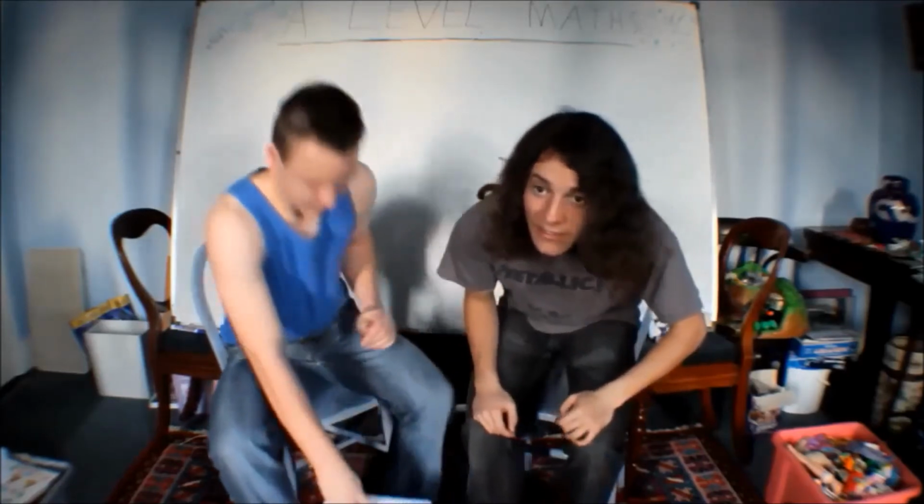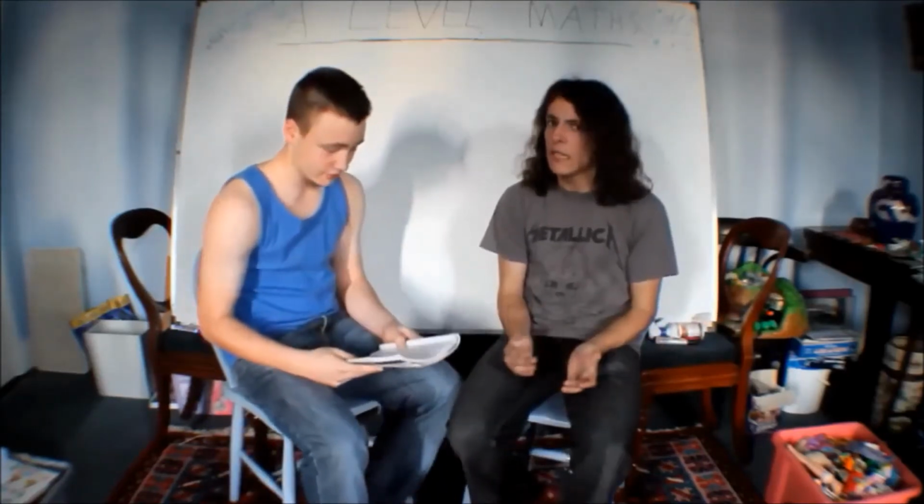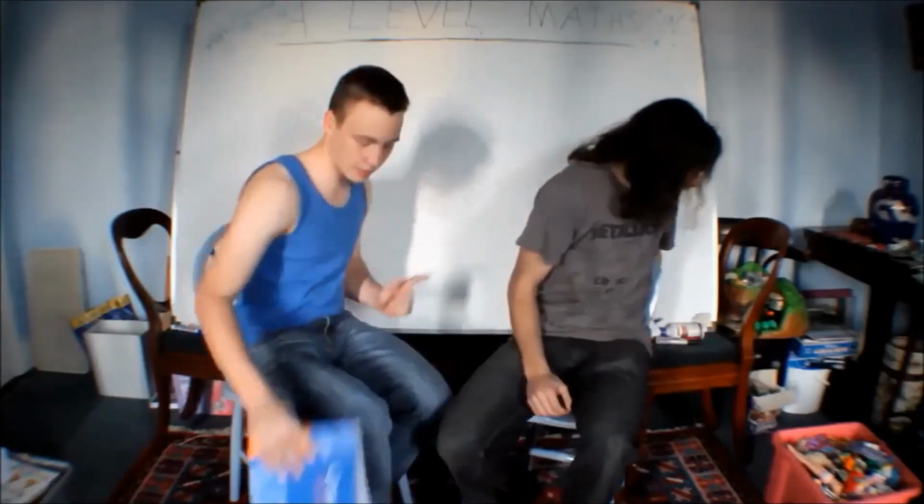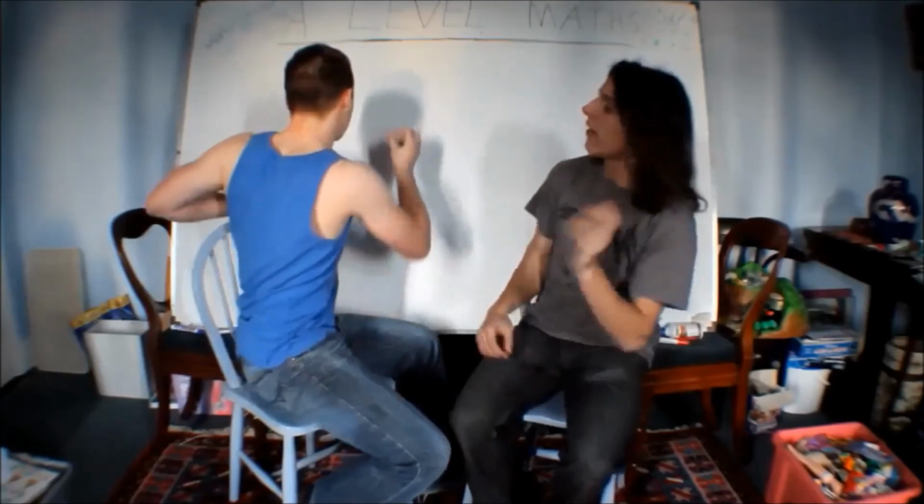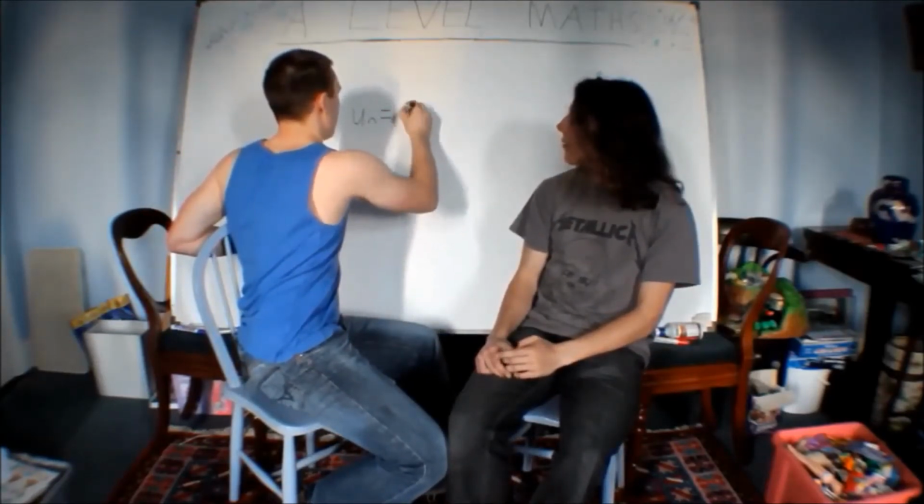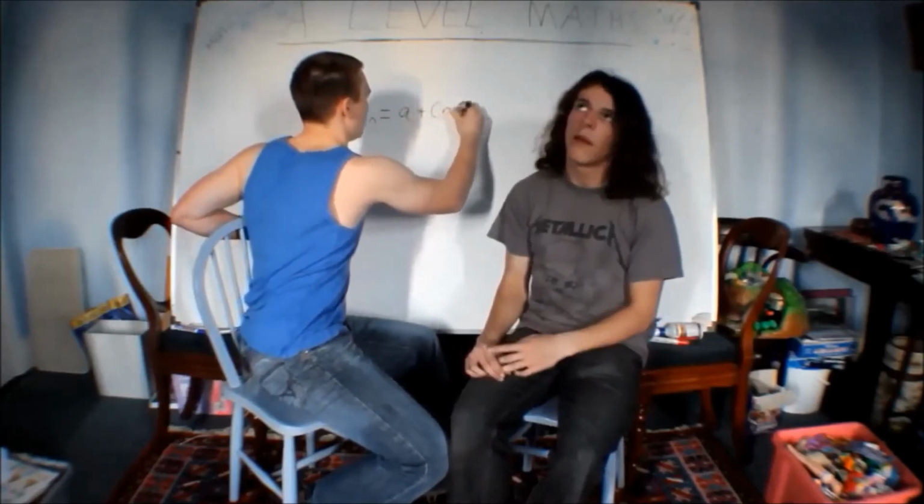Okay, so in that chapter we did sequences, mostly arithmetic. We encountered two main equations, I think. I haven't got a pen. Have you got a pen? I have a pen. Alright, I'll write them up on the board. So we have UN equals A plus N minus 1 D.